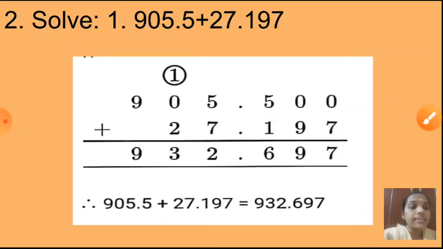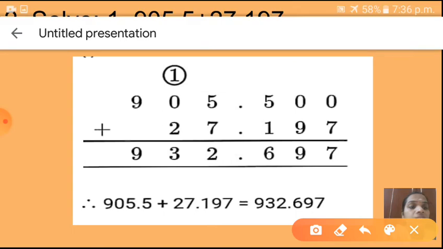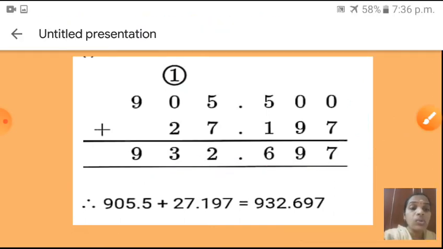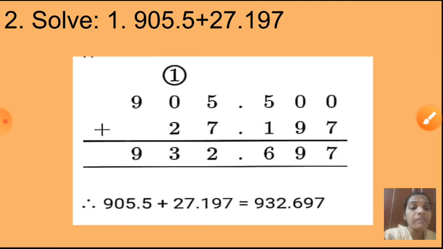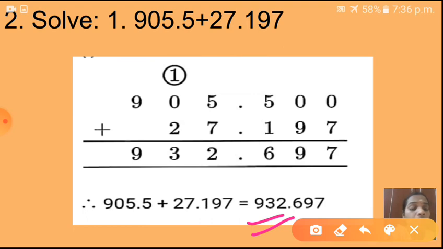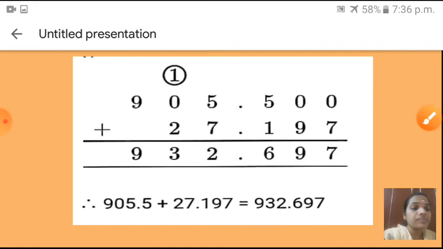Understood children? So simple. When you arrange the numbers like this, afterwards it is so easy to add. Yes, 7, 0 plus 9, 9, 5 plus 1, 6, point, 5 plus 7, 12, remainder 1, 3, 9. Okay children, you are in 6th standard now, I hope you know this addition very well. What is the answer here? Yes, 932.697. Understood now?